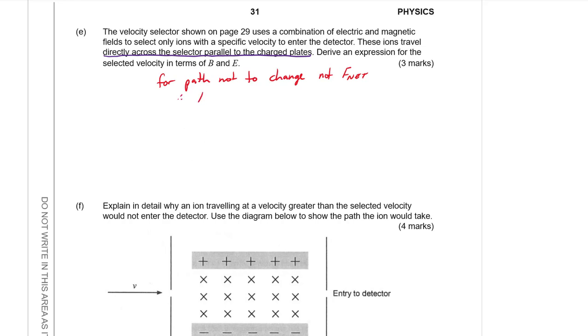Therefore, you'd expect that the force due to the electric field has to be equal to the force due to the magnetic field. The electric field is F on q, that's what you get on your formula sheet. So I'd rearrange that to say the force from the electric field is going to be equal to Eq. That has to equal the magnetic force, which is qvB. The q's cancel out, so I have E equals vB. So the velocity is going to be E divided by B.